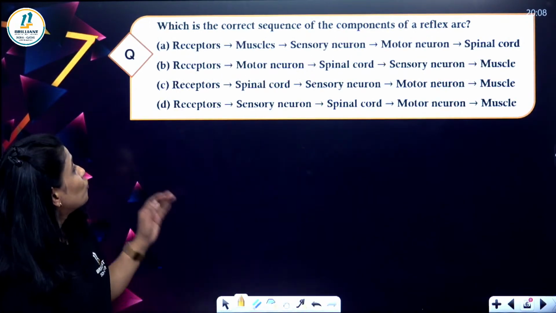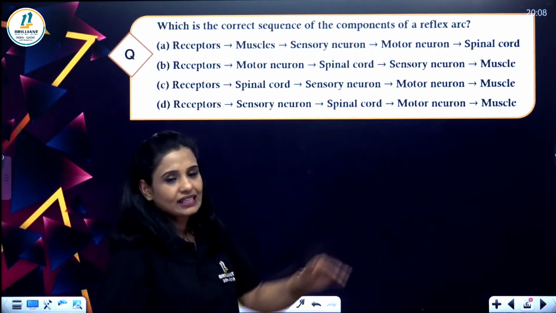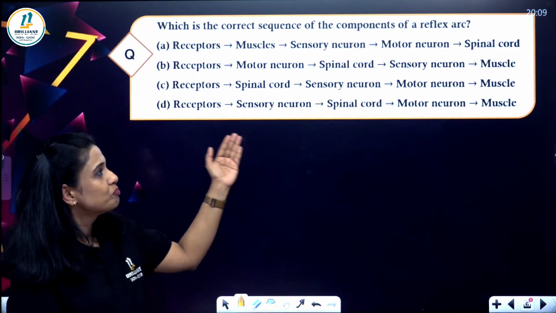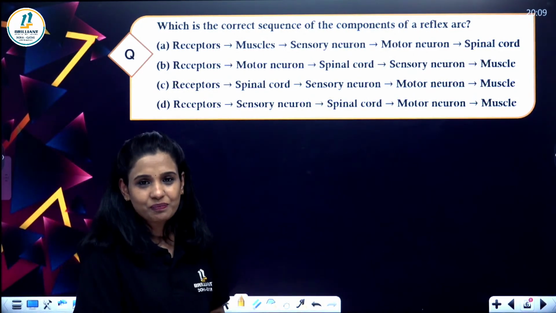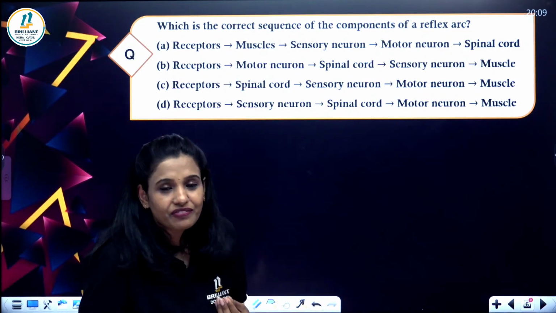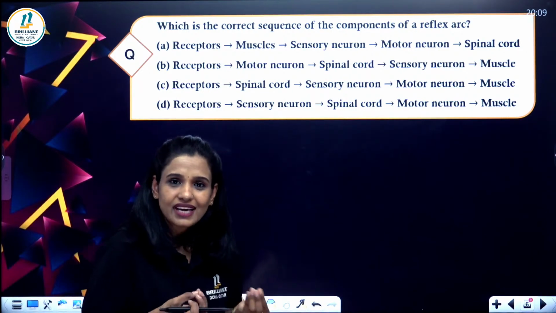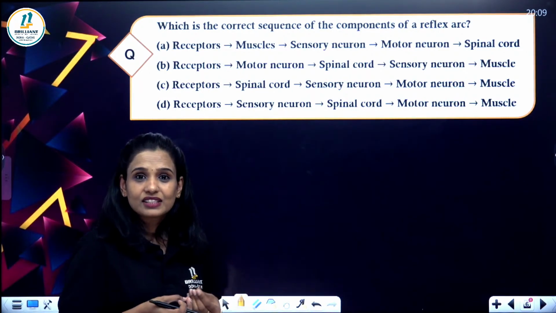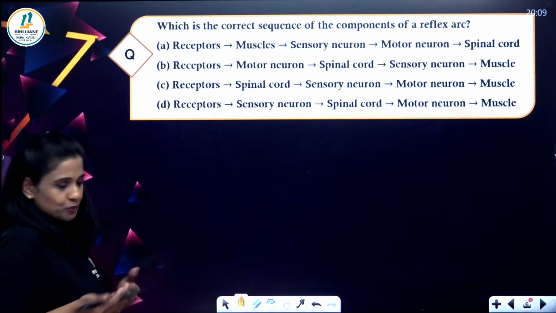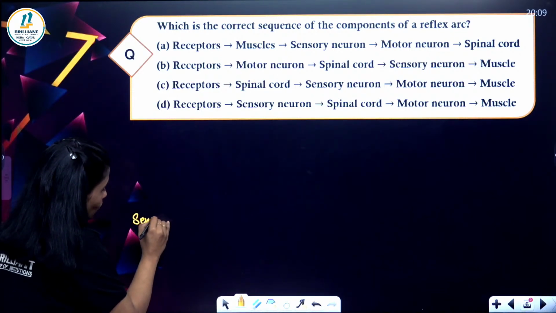Okay. Which is the correct sequence of the components in a reflex arc? So what is a reflex arc? Tell me what is a reflex arc? Reflex arc is the pathway of reflex action. How does the reflex action happen? Let's see the pathway. Okay, from sense organs.